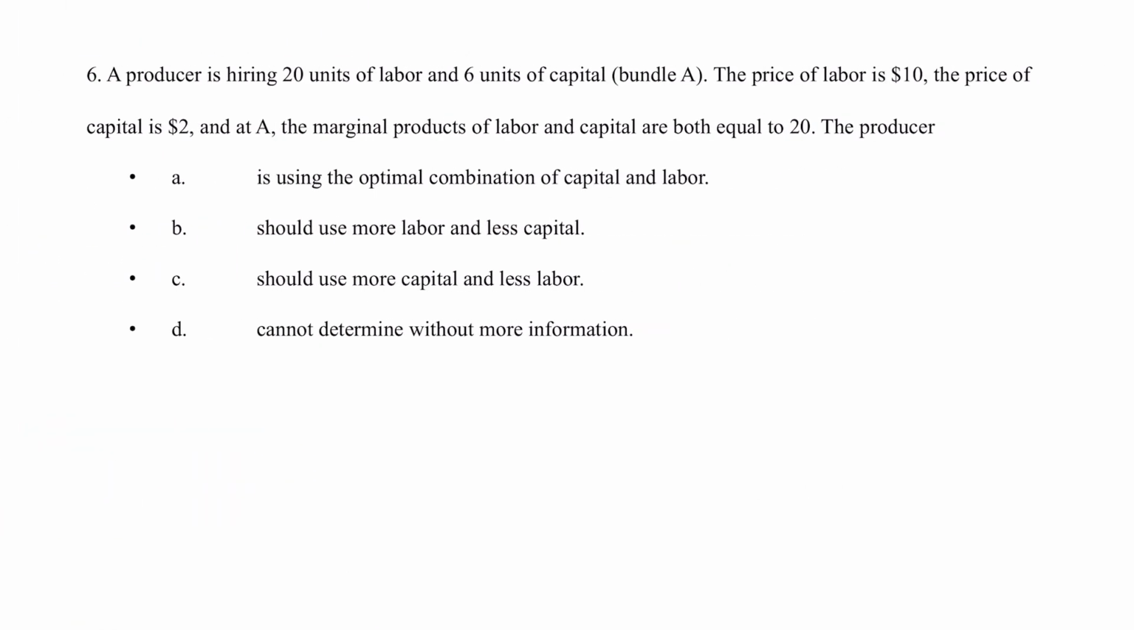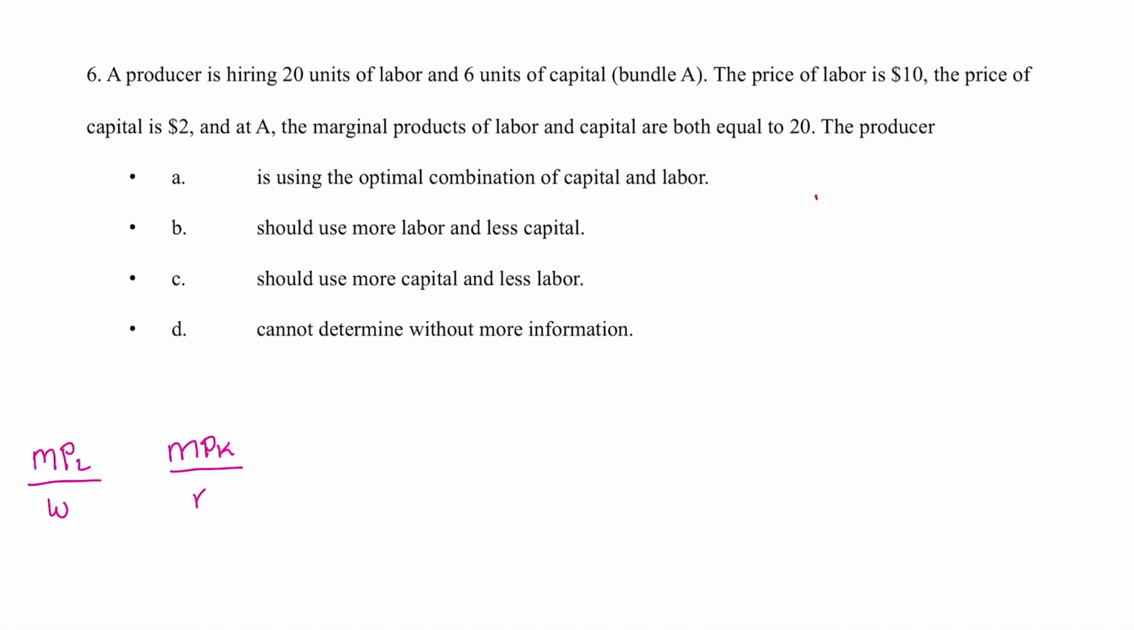Next question says, a producer is hiring 20 units of labor and 6 units of capital, bundle A. This is the exact same problem, but it wants to know what we should be doing. How are they performing? So we are going to use the little table that I made at the end of the free response video. And we are going to know that the marginal product of labor over the wage rate and the marginal product of capital over the rental rate.